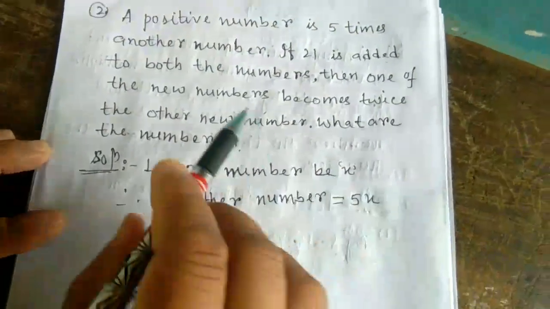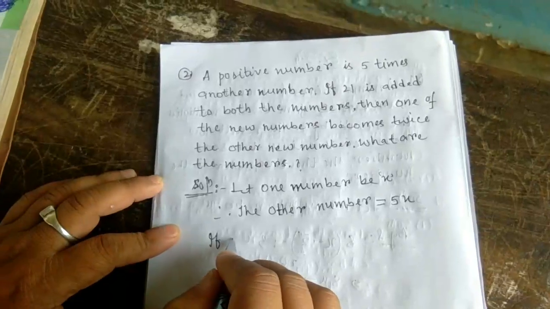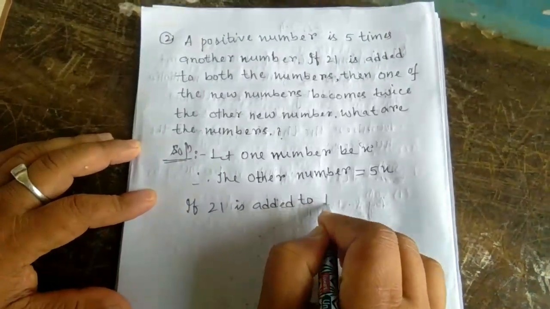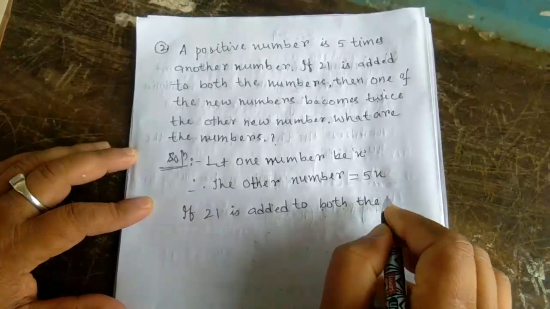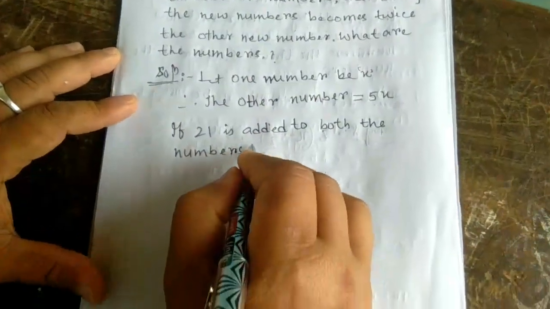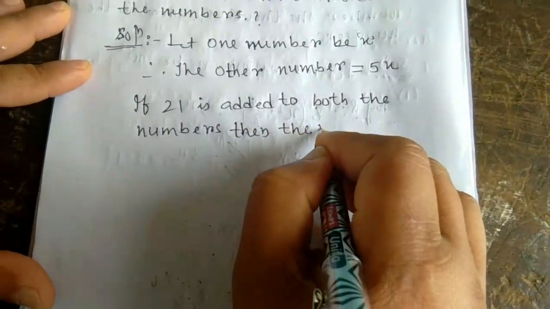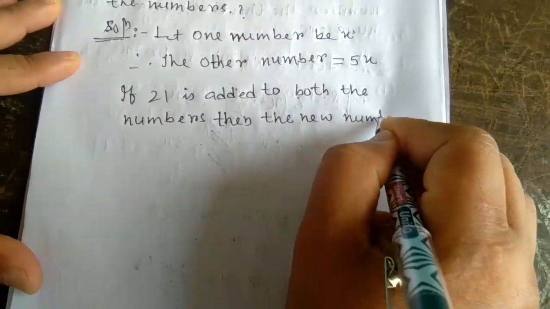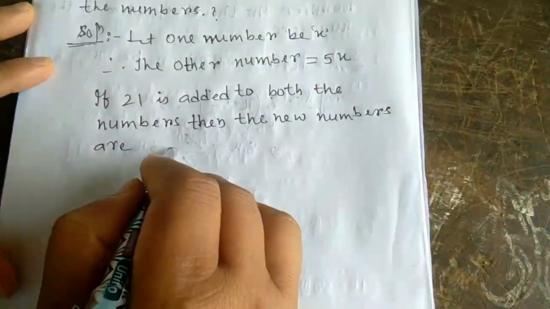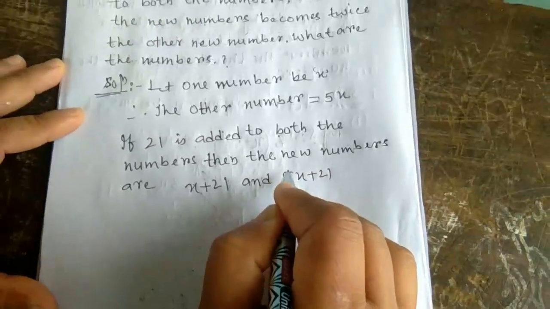That means clear. It is given, if 21 is added to both the numbers, then the new numbers are x plus 21 and 5x plus 21. These are the two new numbers.